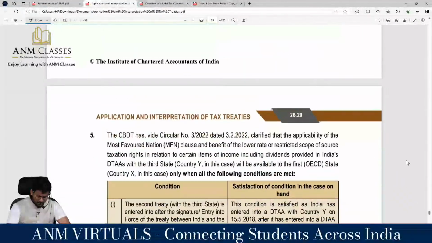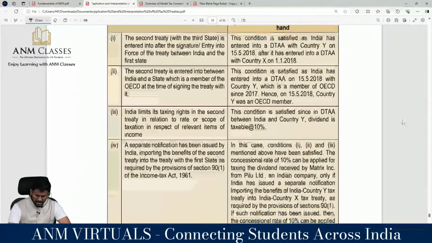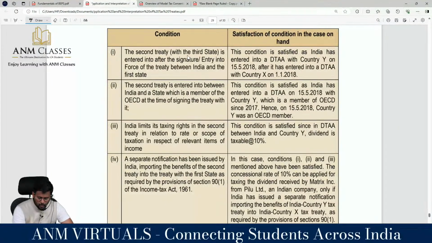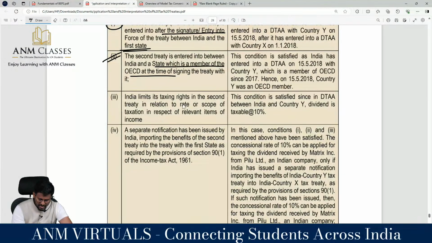Hello, sir. The CBDT, the conditions, 4 condition கொடுத்திருக்காங்க. Second treaty within the third state is entered into after the signature or entry into the force treaty India and the first state கூட enter பண்ணதுக்கு அப்புறம் வேணா second treaty enter பண்றதுக்கு already explain பண்ணிட்டேன். Second treaty is entered into between India and state which is a member of the at the time of signing the treaty with it, correct? Yes, sir. India limits its taxing right in the second treaty in relation to either rate or scope of relevant items of the income, correct?